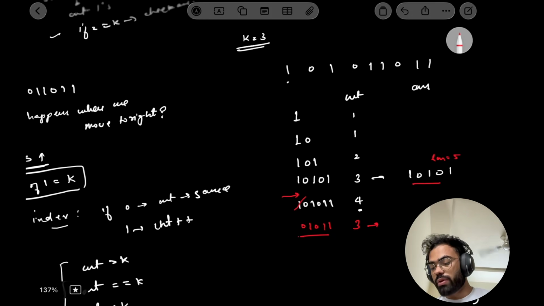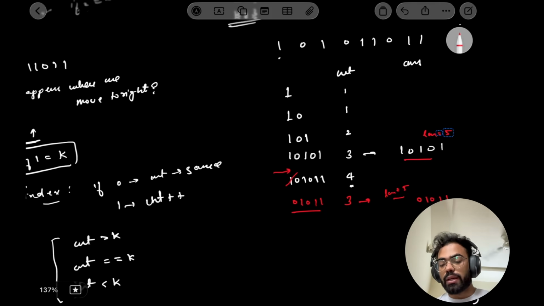Now this one, right? 0 1 0 0, and this one also has length 5. But which one comes lexicographically first? This one, right? So this is your answer now. You can either compare or you can use the string matching functions. In Java, you can use compareTo. If you are in C++, you can simply use less than or greater than.